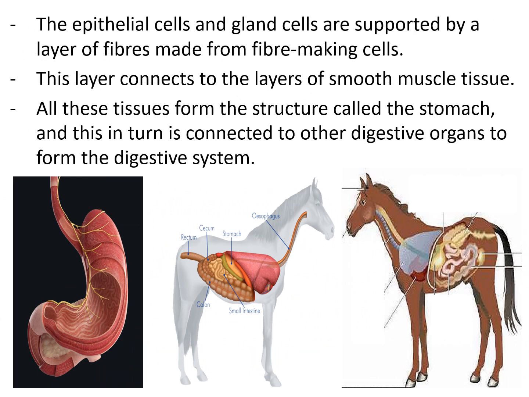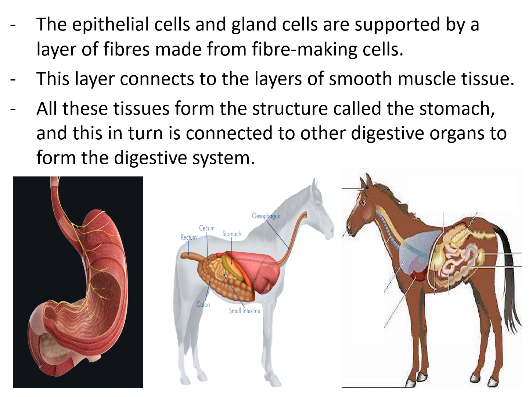The epithelial cells and gland cells together are supported by a layer of fibers, as you see in the first picture, okay? And gland cells are supported by a layer of fibers made from fiber-making cells. This layer of fibers made from what? Fiber-making cells. This layer, which is made from fiber, connects to the layers of smooth muscle tissue.